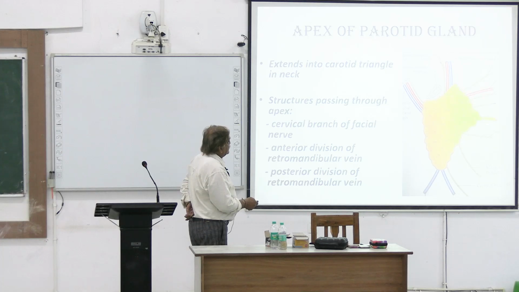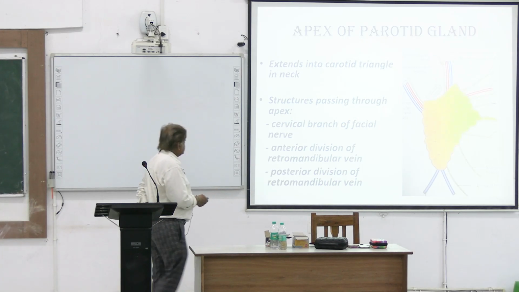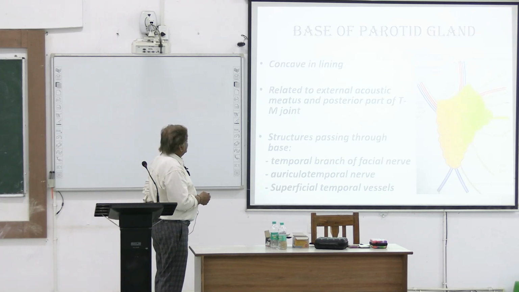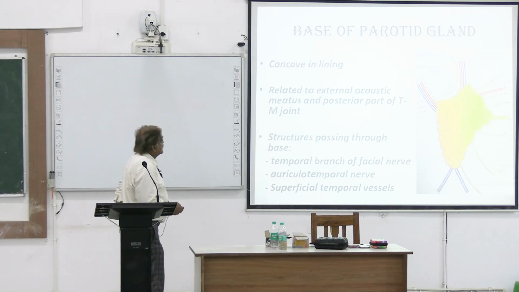This is the parotid duct, the cervical branch, the superficial temporal, this picture. Now, base of the parotid gland: concave in lining, related to the external acoustic meatus. This is the concave base, the acoustic meatus, and the posterior part of the temporomandibular joint. Structures passing through the base: temporal branch of the facial nerve, auriculotemporal nerve, and superficial temporal vessels.